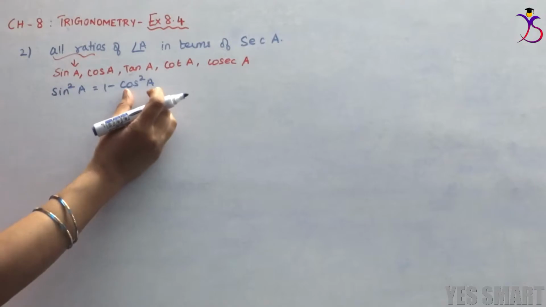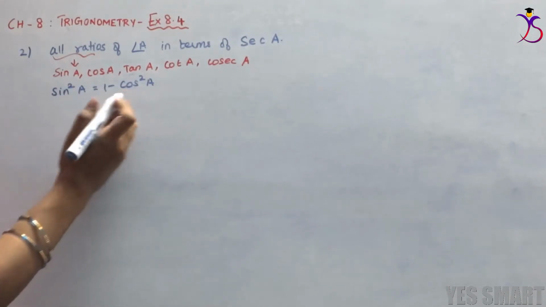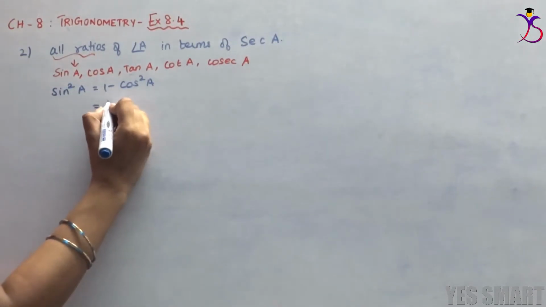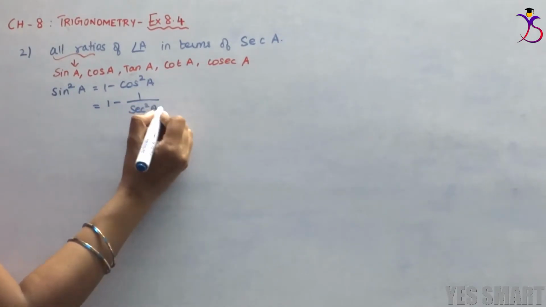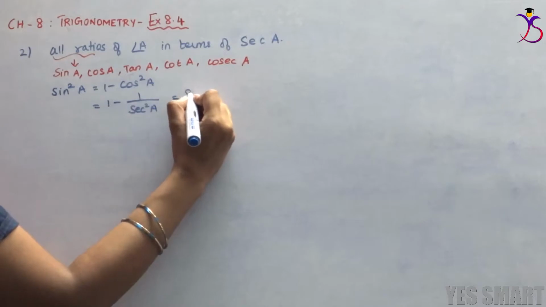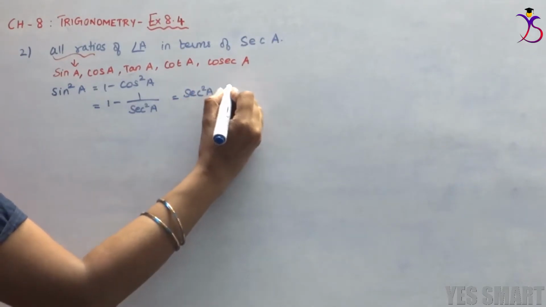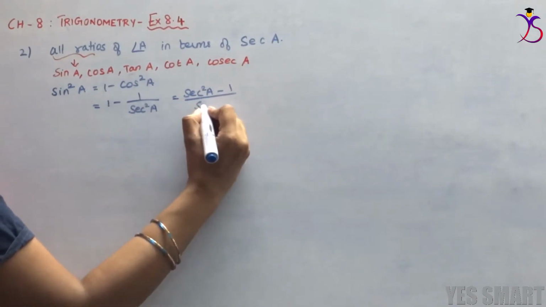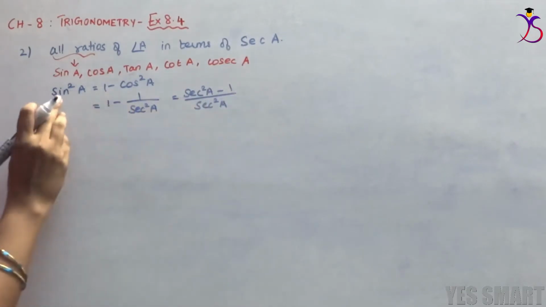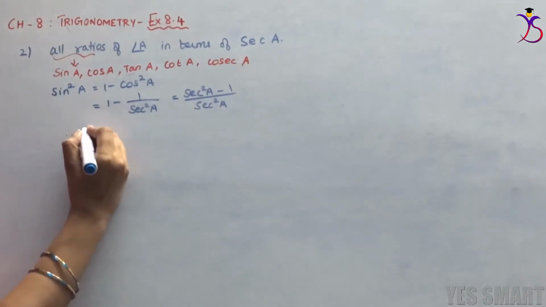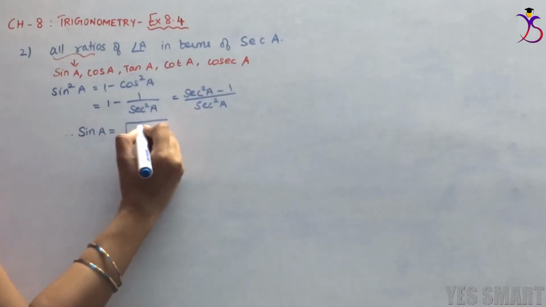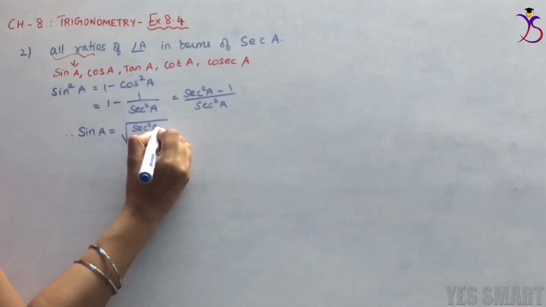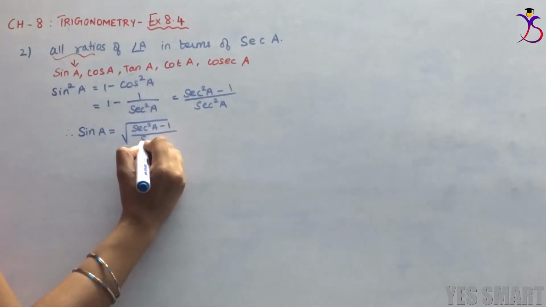This is again equal to 1 minus cos square A, which can be written as 1 by secant square A. On taking LCM, secant square A minus 1 the whole divided by secant square A. Now sin square A value we have calculated it. Therefore, sin A can be written as square root of secant square A minus 1 by secant square A.